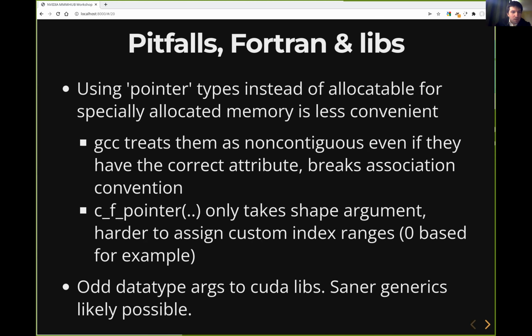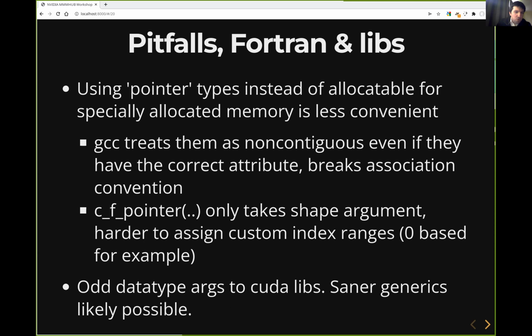In Fortran, using the CUDA allocated memory forces you in a way to use pointer types. You could avoid it by registering the memory, but again, needing allocated memory in other contexts is useful. So I guess you just have to live with it. GC treats them as non-contiguous objects, even if they have the correct contiguous attribute. C_F_POINTER doesn't let you easily choose a range. You'd have to have another pointer, then relink; it's a bit of a mess.